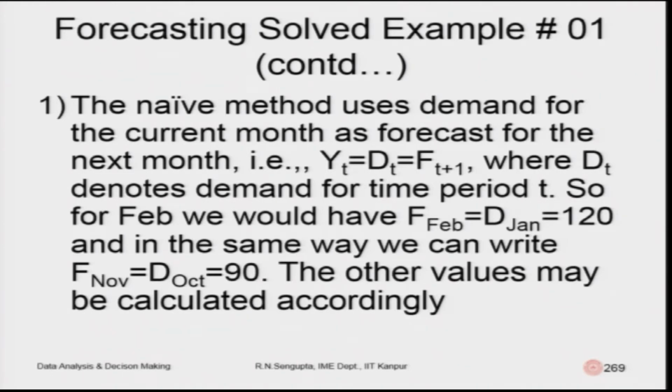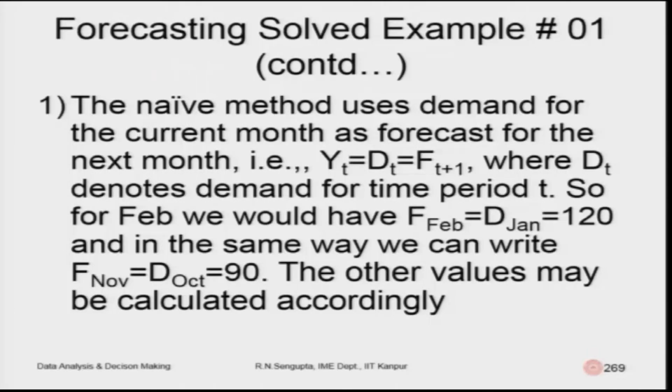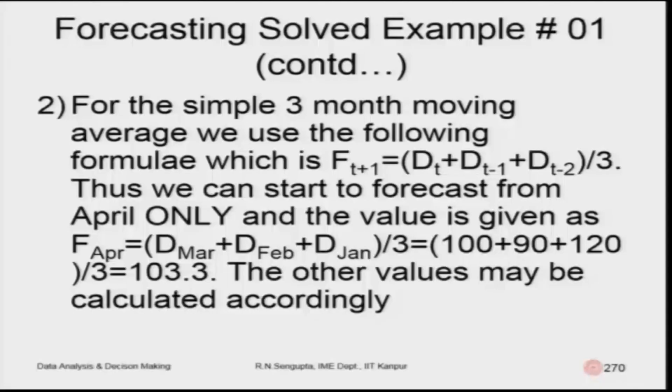So, for February we would have the demand of January, which is 120, and in the same way we can continue writing, where the forecast for November would be the actual demand for October, then the forecast for December would be the actual demand of November, and so on and so forth. In this case, the forecast for November is equal to the demand of October, which is 90. The other values may be calculated accordingly. So, this naive method is very simply that the demand of today would be the forecast for tomorrow, one time period.